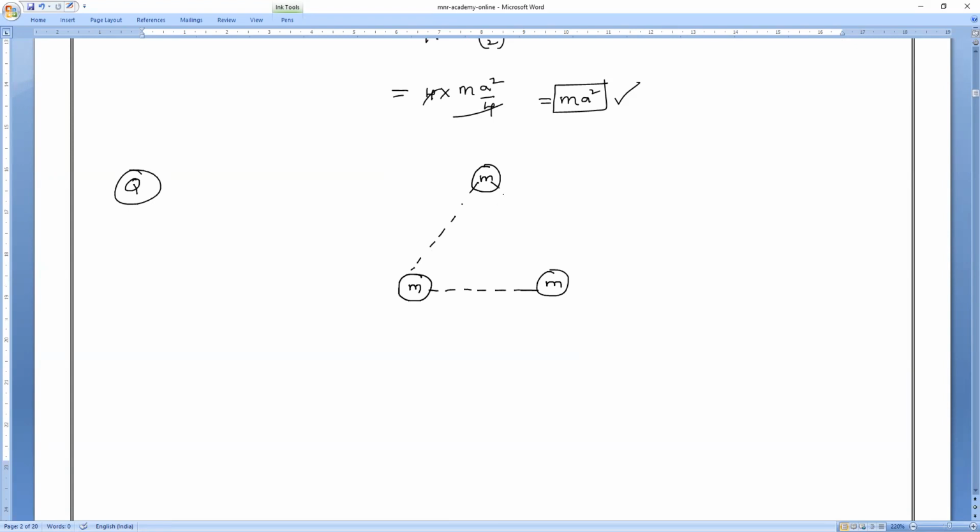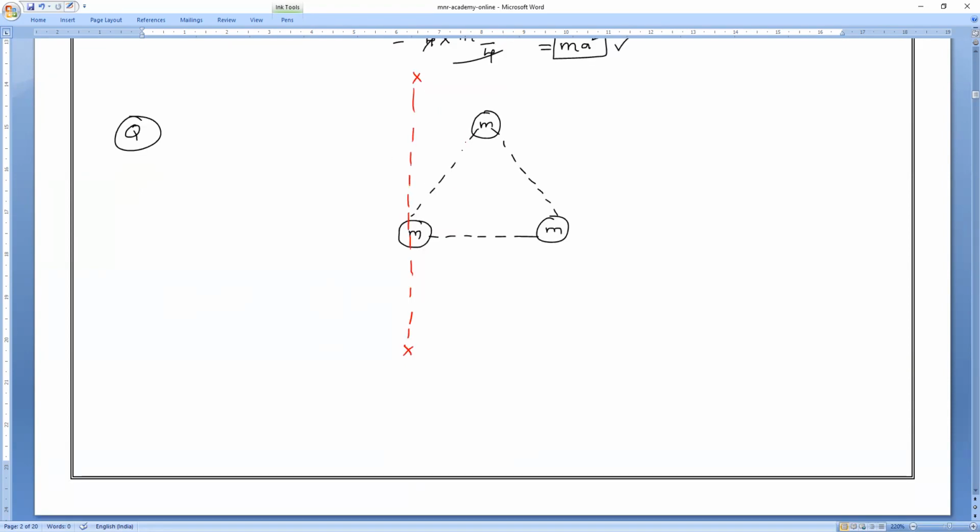Equilateral triangle means you all know each angle is how much, guys? 60 degrees. Now imagine this is the axis of rotation. Understand, Rudreshwa? Now we have to find the moment of inertia along the axis of rotation. Totally three bodies are there. Let me take this point as A, this point as B and this point as C. From A to B, B to C and C to A, all distances are the same or not? As it is an equilateral triangle, let me say from A to B the distance is L, from B to C is also L, and A to C is also L.